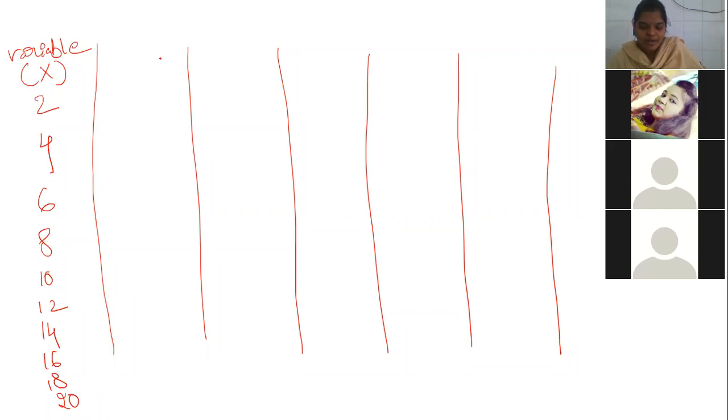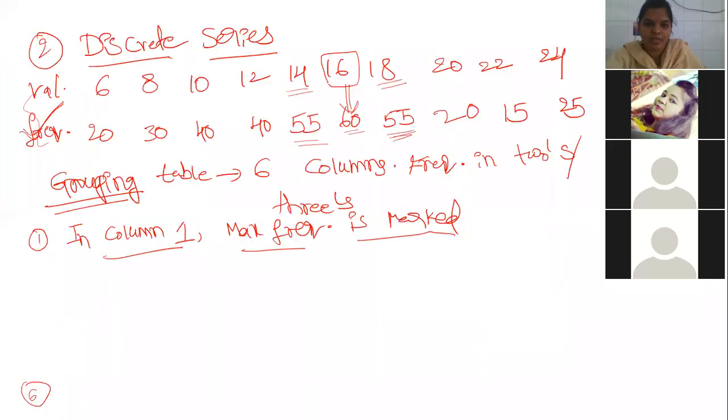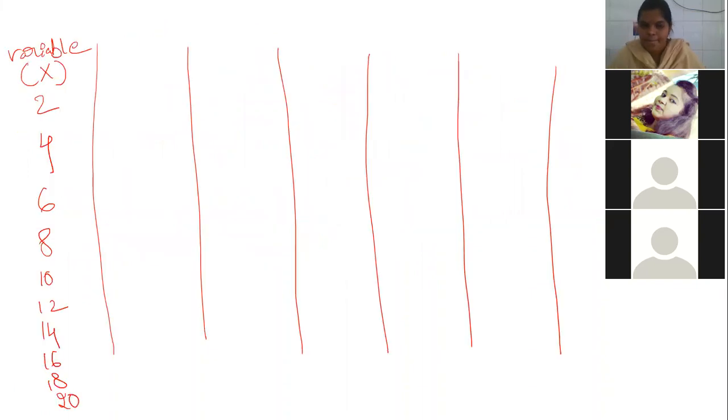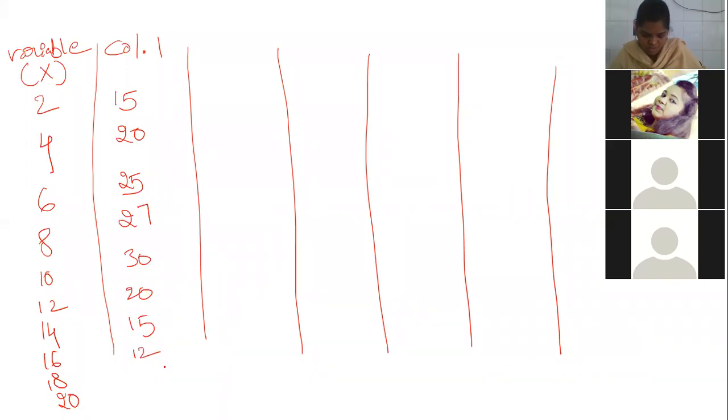And you just notice that the example I gave previously had different values, and now what I am giving is different. Just look into it. So for the next column, write the heading frequencies. Write down the frequencies: 15, 20, 25, 27, 30, 20, 15, 12, 10, and 11. These are the respective frequencies of these variables.